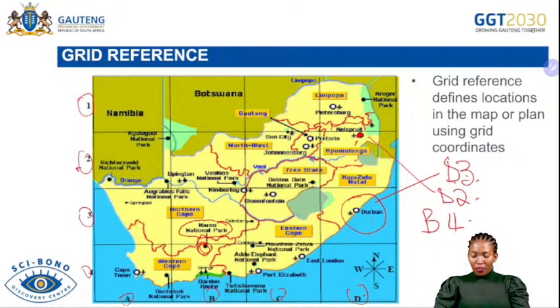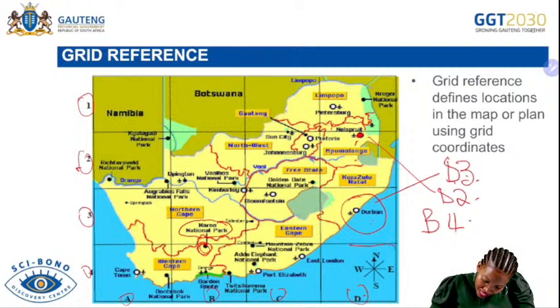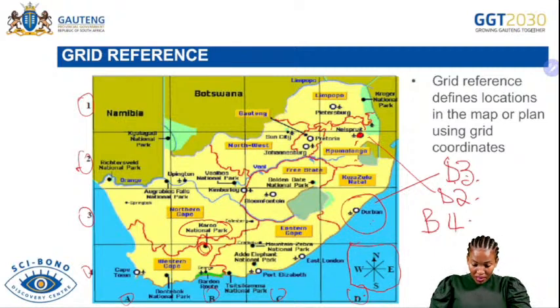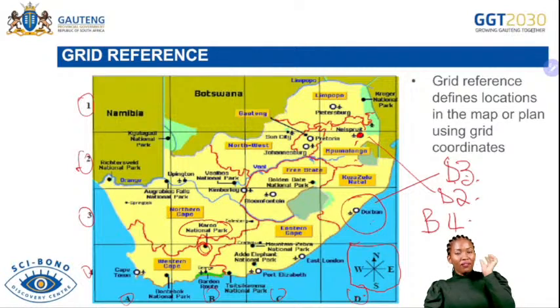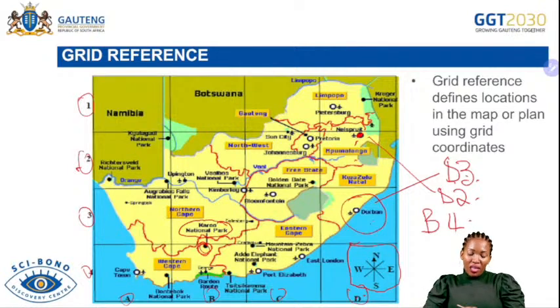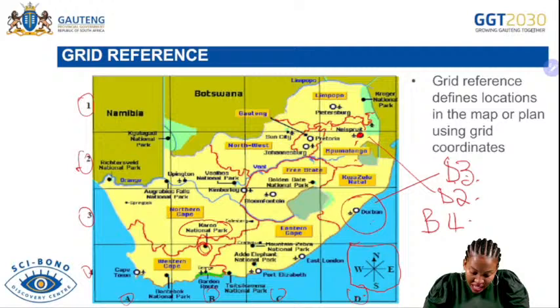And then, guys, we also have on our map a compass direction. These are the possible questions that you can find in the exams with regards to the compass direction. If they say this is Pretoria, in Gauteng, and this is East London, give the general direction of East London from Pretoria.